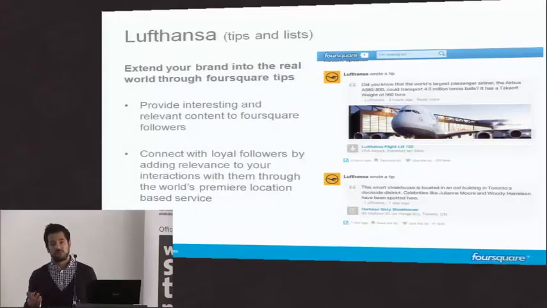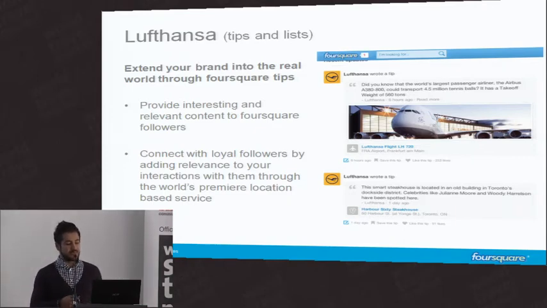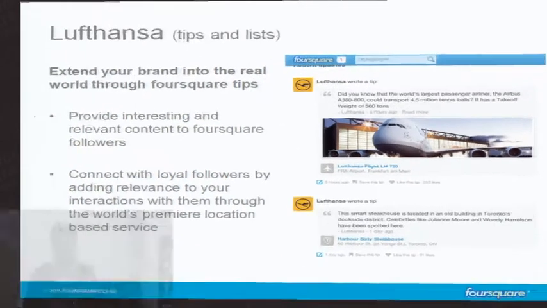Lufthansa has created a lot of tips at lounges around airports to guide their travelers in more interesting ways and make them aware of interesting opportunities of, I don't know, getting upgrades, etc. One of the tips that I like here, did you know that the world's largest passenger airliner, the Airbus A380-800, could transport 4.5 million tennis balls. It has a takeoff weight of 560 tons.